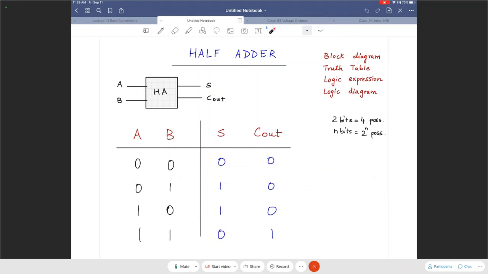Now my goal in the next few minutes is going to be to discuss all these things. Block diagram, truth table, logic expression, and a logic diagram for the half adder. Block diagram, very simple. 2 things on the left representing input, 2 things on the right representing the output. A and B are your 2 bits as input. S and C out are your 2 bits as output. Half adder HA, that's your block diagram. Now my goal is to find out what is inside this guy, right? So I'm going to try to represent the inside of the half adder using a logic diagram.